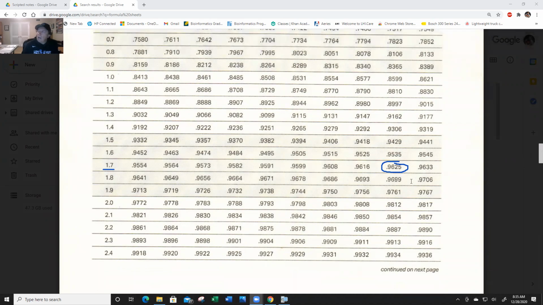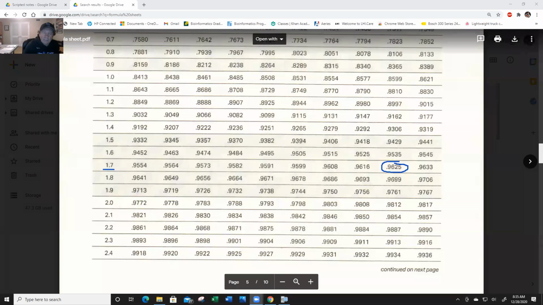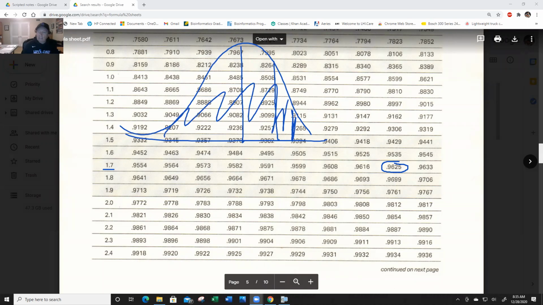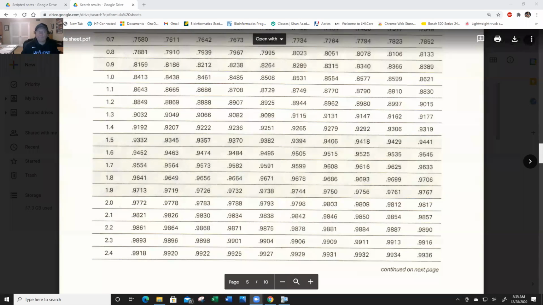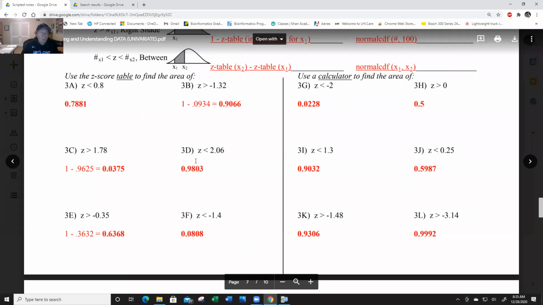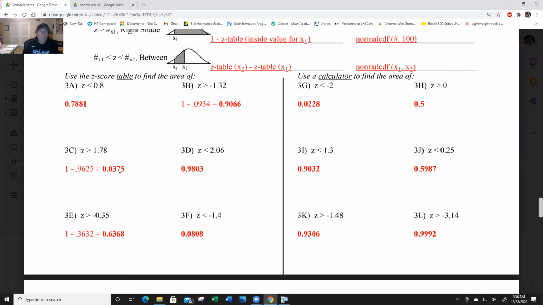So if I draw this out like I've been doing, just to give you a sense of it, remember 1.78 is right there. So the area below that is pretty massive, about 96%, but the area above that will be 1 minus that number, as you'll see in my answer. Yep, 0.0375. And by the way, although we round z-scores to 2 spots, we round percentiles to 4, just so you know how we do that.